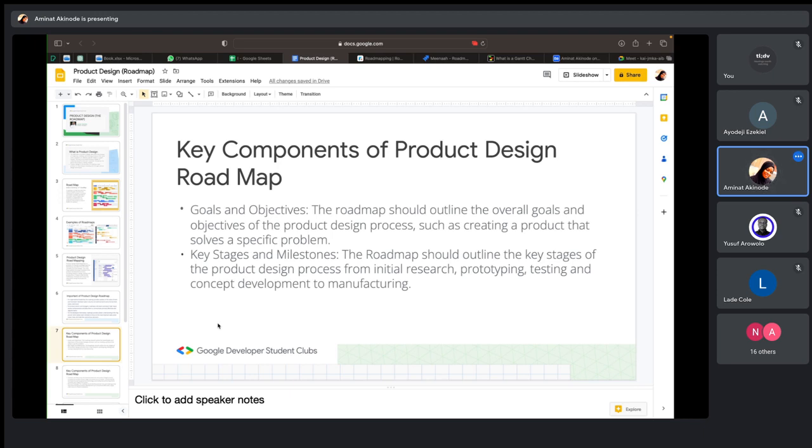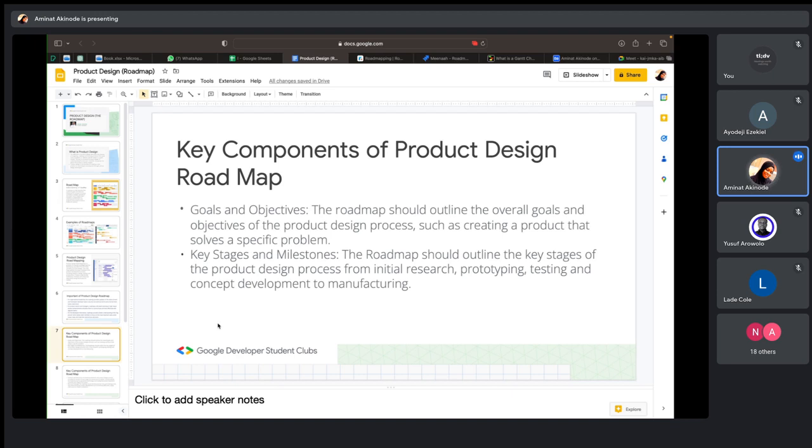Then I put: a roadmap should outline the overall goals, project and objectives of the product design process, such as creating a product that solves a specific problem. For every product to be out there, there is always a design process. You need to define what you're trying to do. You need to understand the goal of your project. You need to be able to come out with analysis, either qualitative analysis, or competitive analysis, or quantitative analysis.